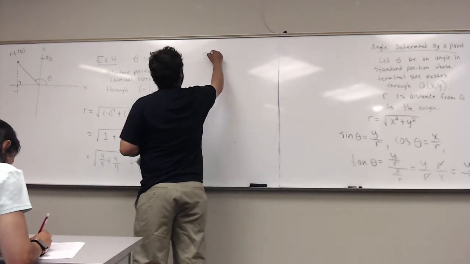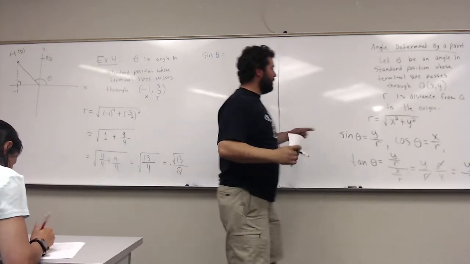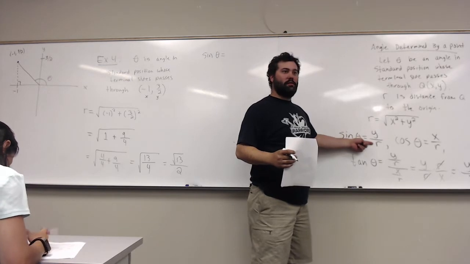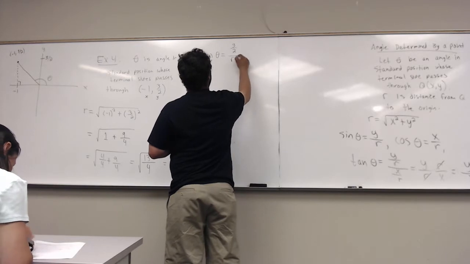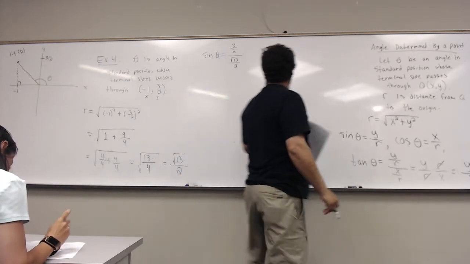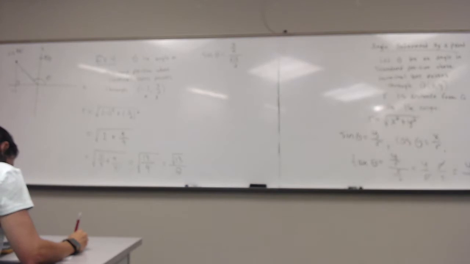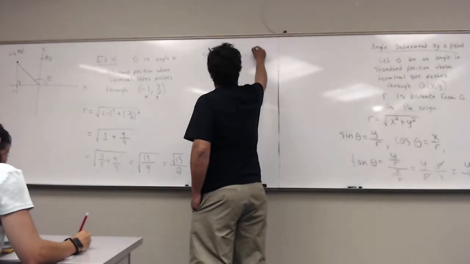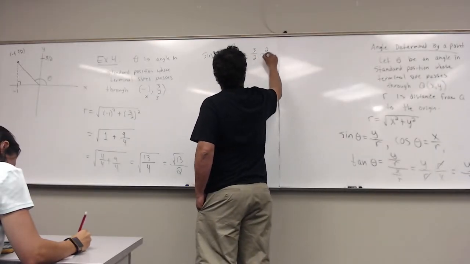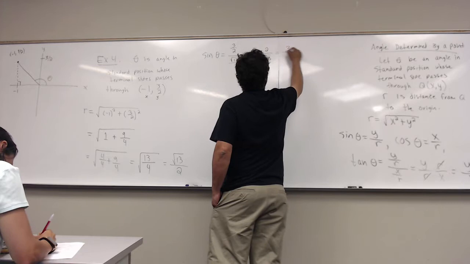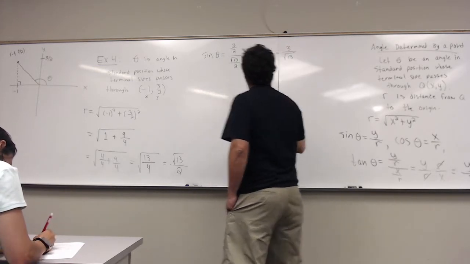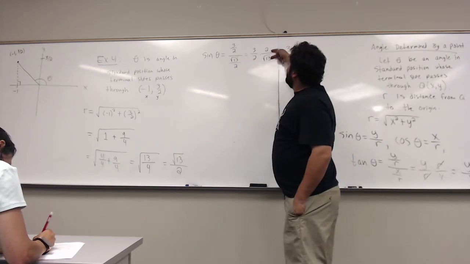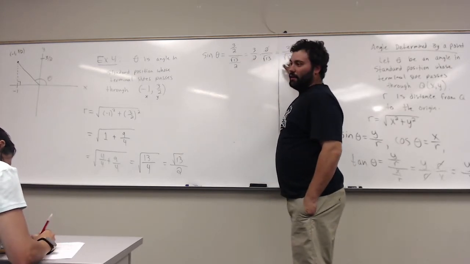So now we can do sine theta. The formula over here says it's the y-coordinate divided by the distance. The y-coordinate is 3/2, and then you divide by root 13 over 2. Instead of dividing by a fraction, you can multiply by the reciprocal. And you get, Chris, you said 3 over root 13? Well, if I multiply by the reciprocal, the 2's cancel, but the 13 stays in the denominator.